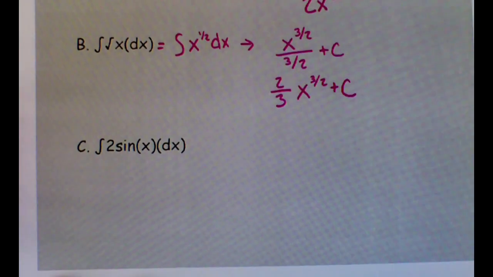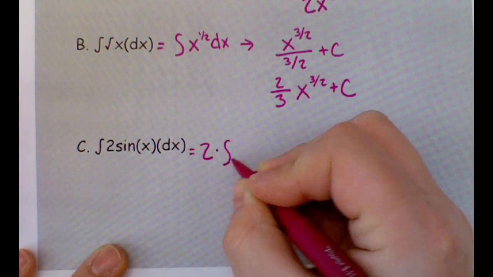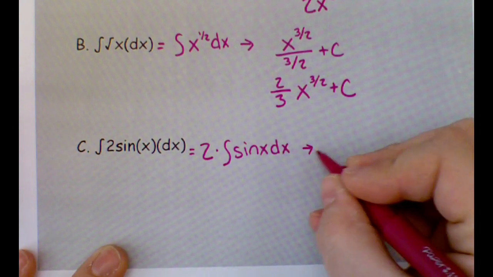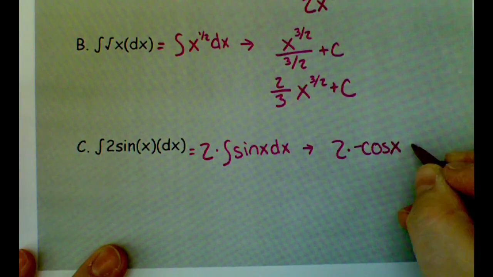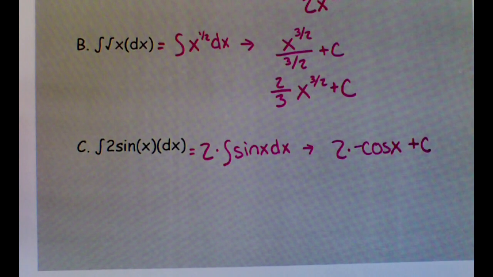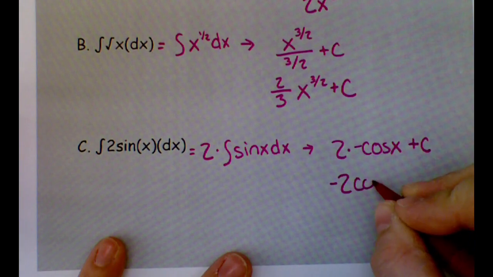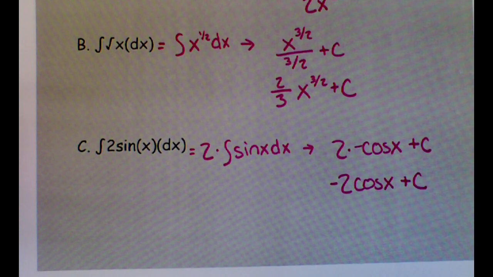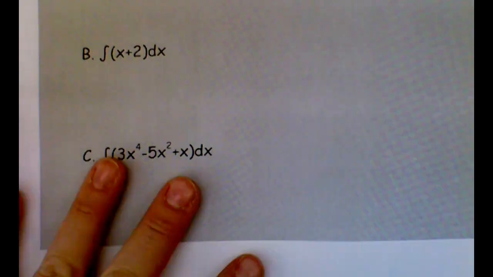And 2 sine of x dx. Well, we could take that 2 out front. Antiderivative of sine of x dx. Well, the antiderivative of sine of x is negative cosine of x plus c. Notice that the plus c can just hang out on the end. I don't have to put it all in parentheses when I took that 2 out front. Negative 2 cosine of x plus c. Because 2 times c is just a new constant that I don't know yet, so it's still just a c.